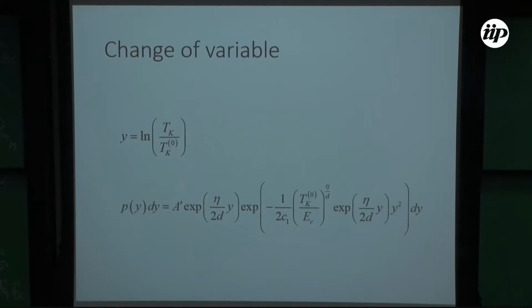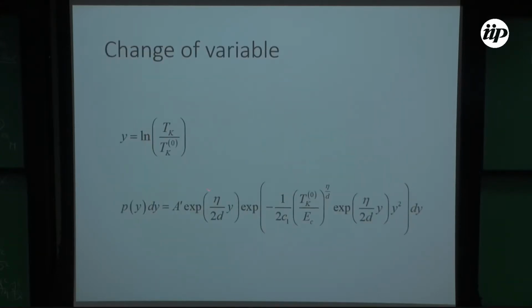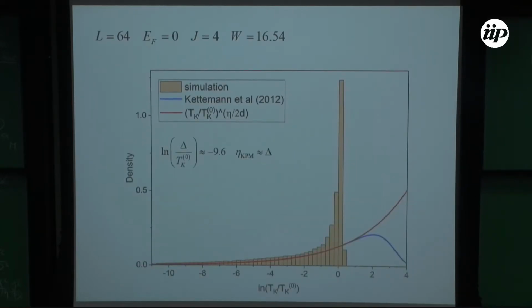Okay, if we want to look at this part, I thought it would be useful to change the variable. So I changed the variable to this, which gives you a distribution like this. So we take the logarithm of tk divided by tk0. And you get something like this. Here's the numerical data, the simulation data. Our resolution should be about somewhere around here.